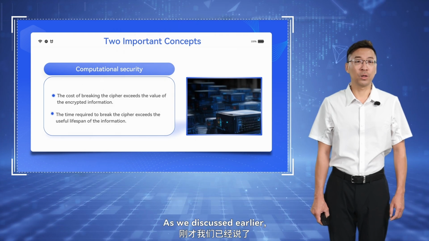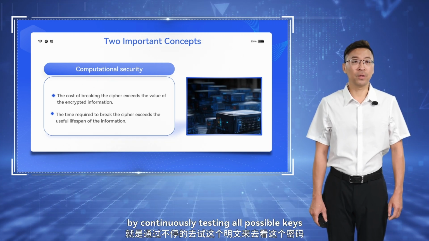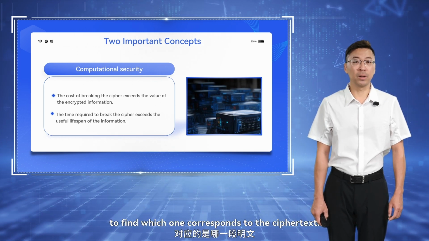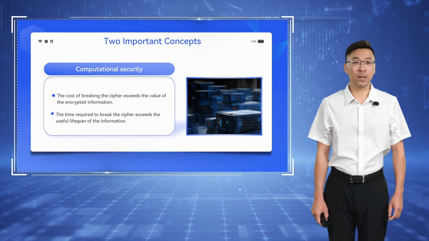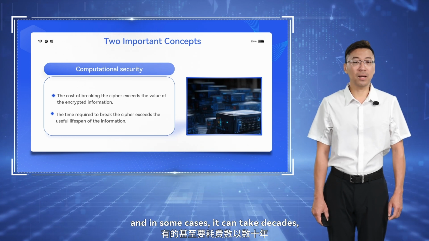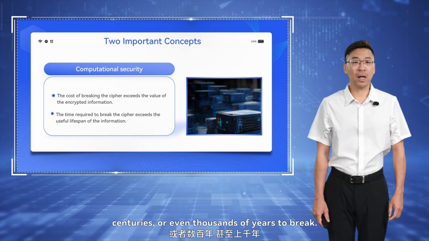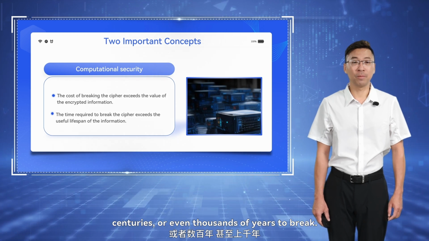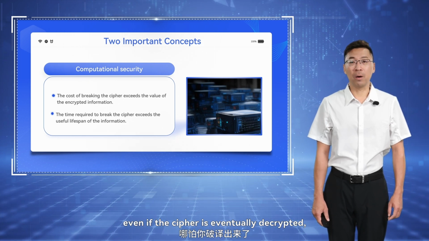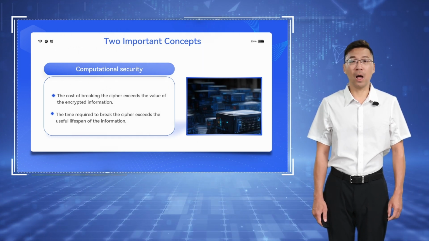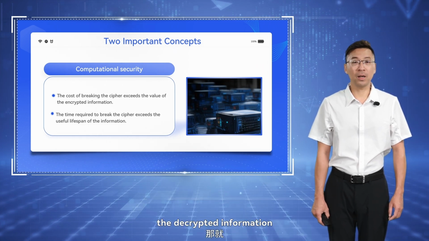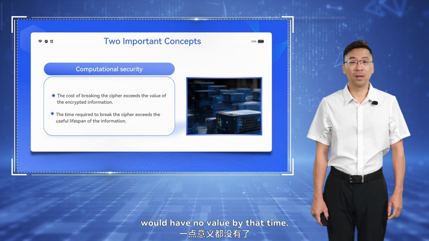As we discussed earlier, a brute force attack works by continuously testing all possible keys, or plaintexts, to find which one corresponds to the ciphertext. This method is extremely time-consuming, and in some cases, it can take decades, centuries, or even thousands of years to break. In such a lengthy time frame, even if the cipher is eventually decrypted, the information becomes useless. For example, if it takes 1,000 years to decrypt, the decrypted information would have no value by that time.